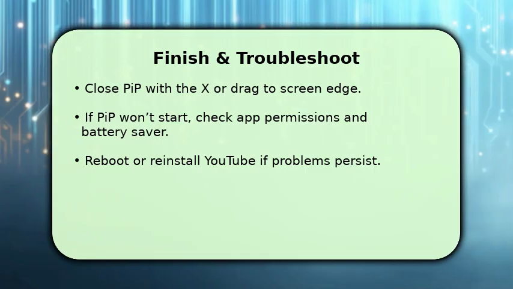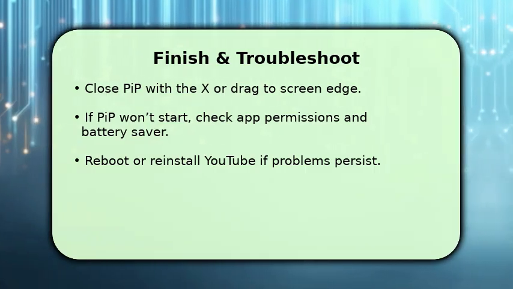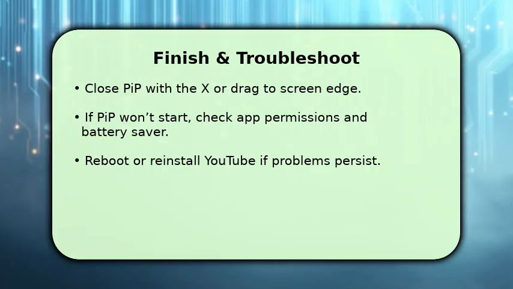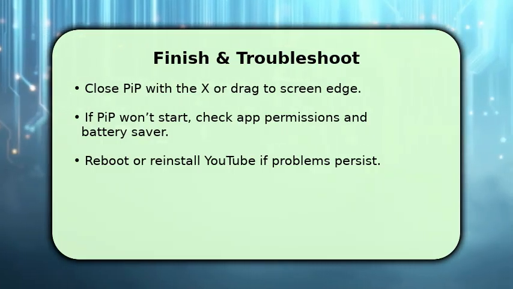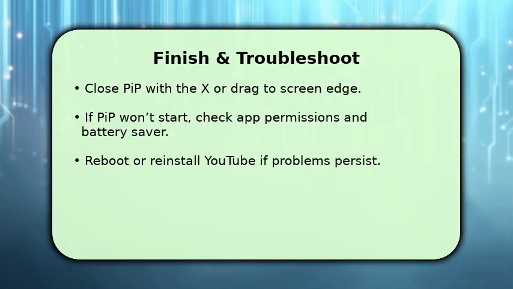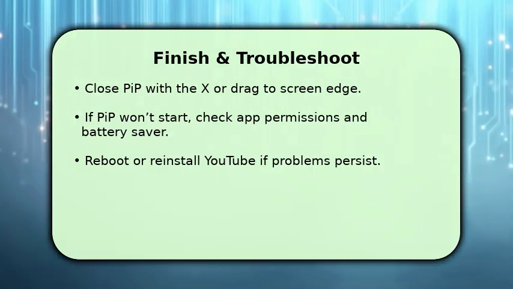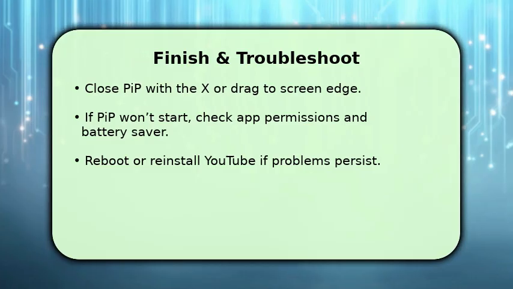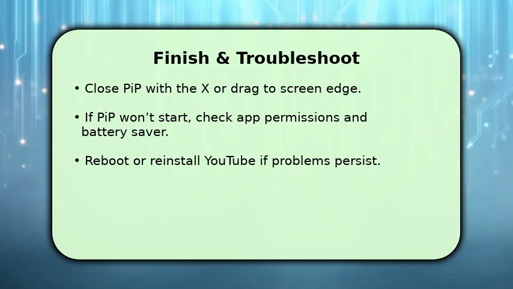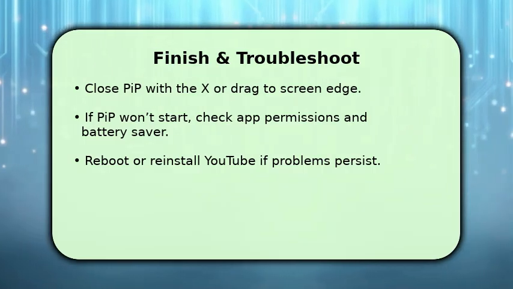If PiP doesn't start, verify YouTube has PiP permission and that battery optimization isn't restricting background activity. Disable battery saver or add YouTube to an exceptions list. If things still misbehave, reboot your Motorola, update or reinstall YouTube, and test with another video. Often a fresh restart or app reinstall fixes persistent PiP permission conflicts.